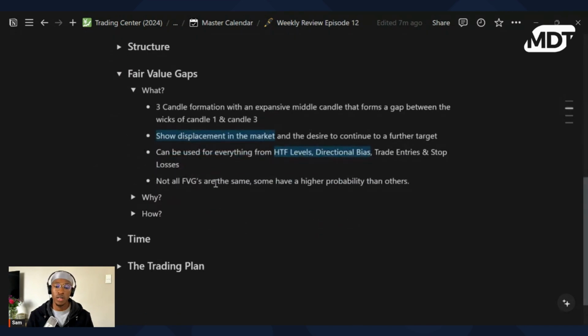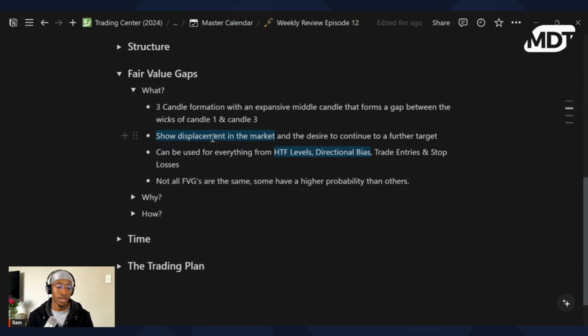Fair value gaps, what are they? They are 3 candle formations with an expansive middle candle that forms a gap between the wick of candle 1 and candle 3. If this all sounds confusing, just sit with it a bit. I'll illustrate it shortly in the mistrade video that I'm about to go through. These show displacement in the market and the desire to continue to a further target. And they can be used for anything from high time frame levels, directional bias, trade entries, and stop losses.